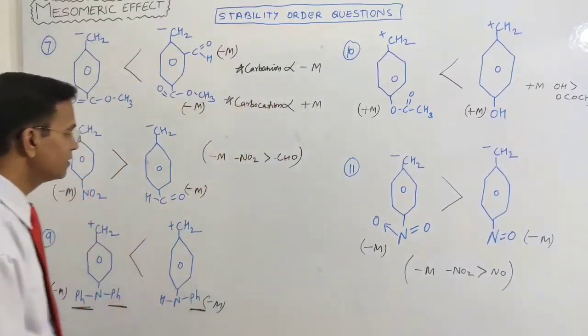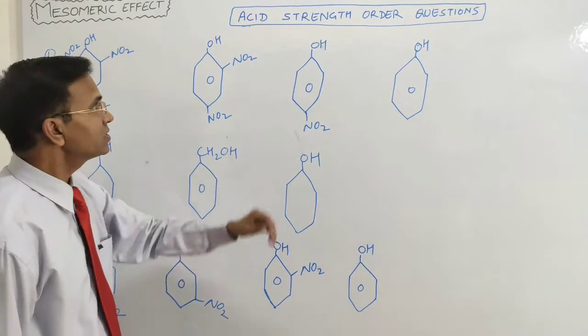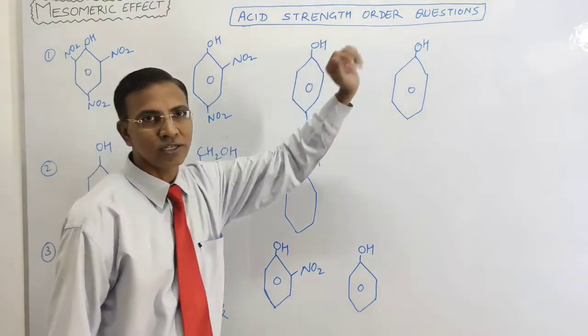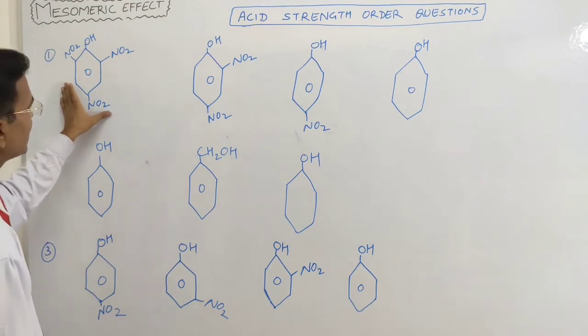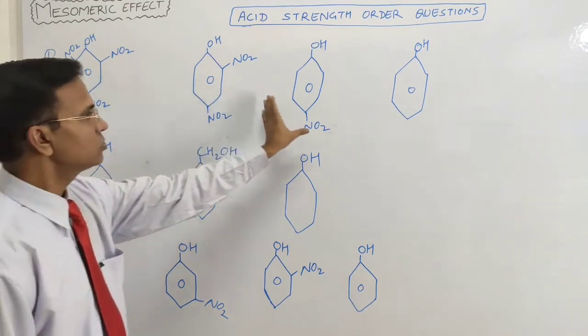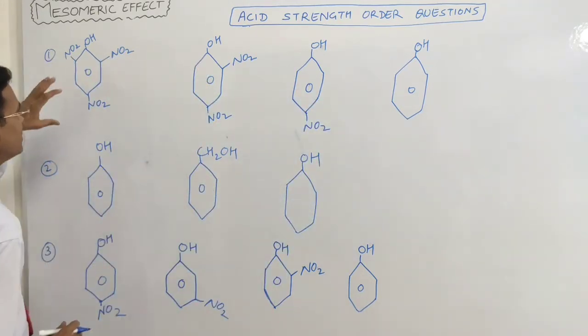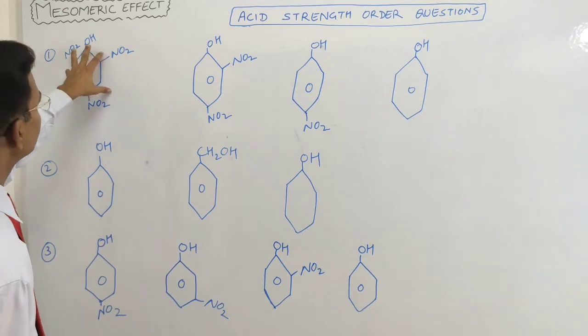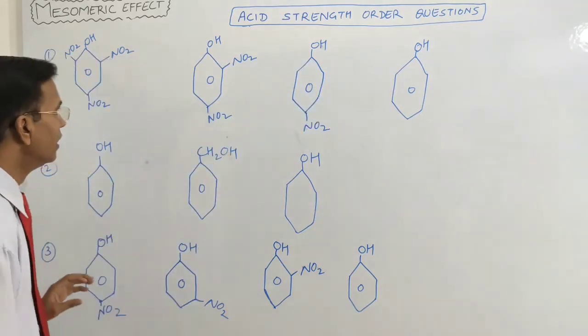Now the next questions. So here are some more questions about the mesomeric effect. This time acid strength order questions are there. So now the first question is, four species are given: first species, second, third and fourth. In all four species, they are phenols. This is the OH group, benzene ring, OH benzene, and phenols are there.